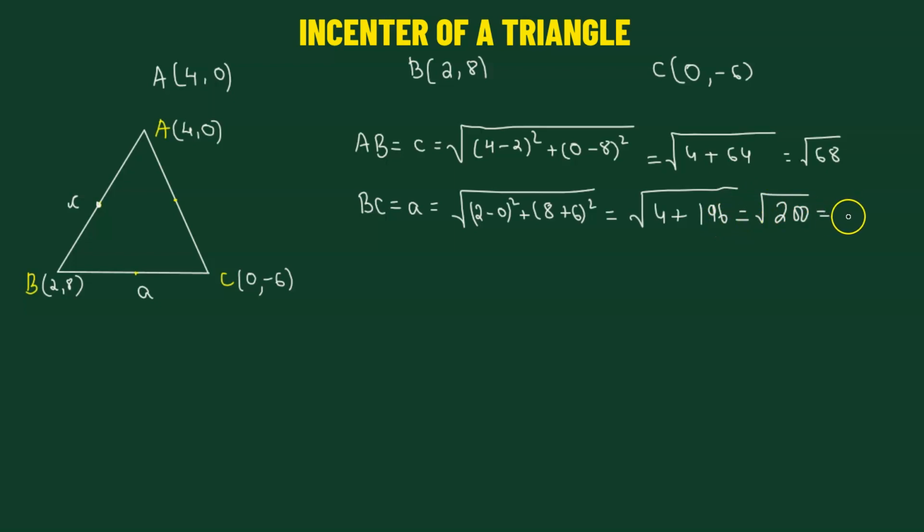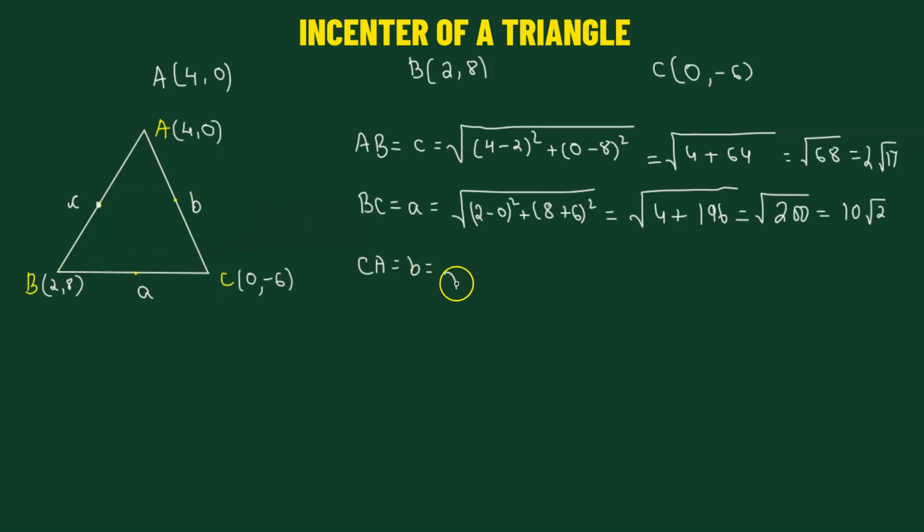The square root of 200 will be simply 10 times square root of 2. We can also simplify square root of 68, so that is going to be 2 times square root of 17. And then finally, let's find out the value of CA. Now CA is the side opposite to angle B, so we're going to denote it by the letter P.